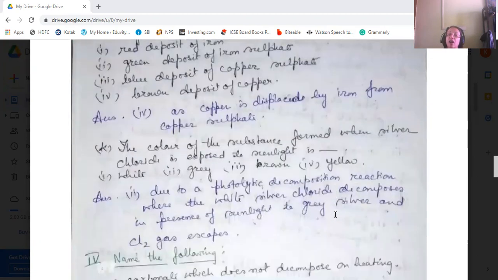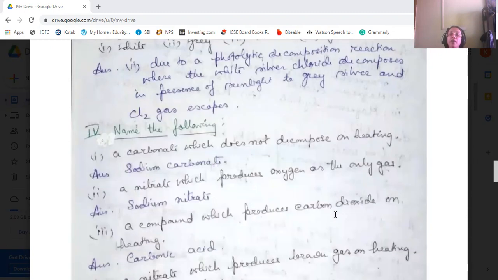Then the color of the substance formed when silver chloride is exposed to sunlight. When silver chloride is exposed to sunlight, gray silver metal will be formed. Gray lustrous silver metal will be formed due to the photolytic decomposition of silver chloride into silver and chlorine. Greenish yellow gas will be evolved due to the presence of chlorine. That greenish yellow gas will be chlorine, and the gray silver metal will be found as lustrous silver metal.